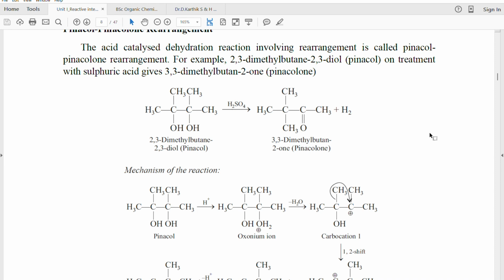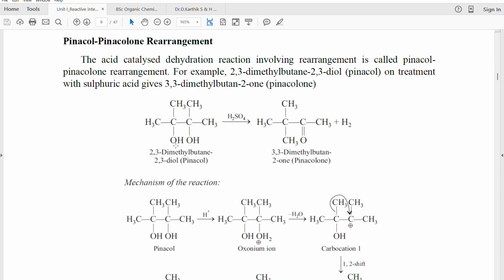So the starting material, pinacol, has two hydroxyl groups. Both hydroxyl groups are on adjacent carbons. As you can see here, in carbon 2 and 3, each carbon has one hydroxyl group. The common name of 2,3-dimethylbutane-2,3-diol is pinacol. So when we treat this pinacol with a very strong inorganic acid, H2SO4, we used here.